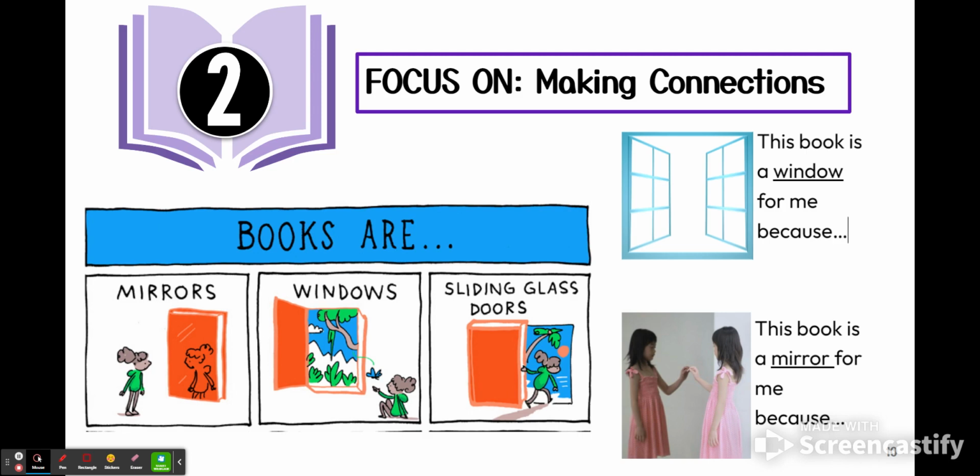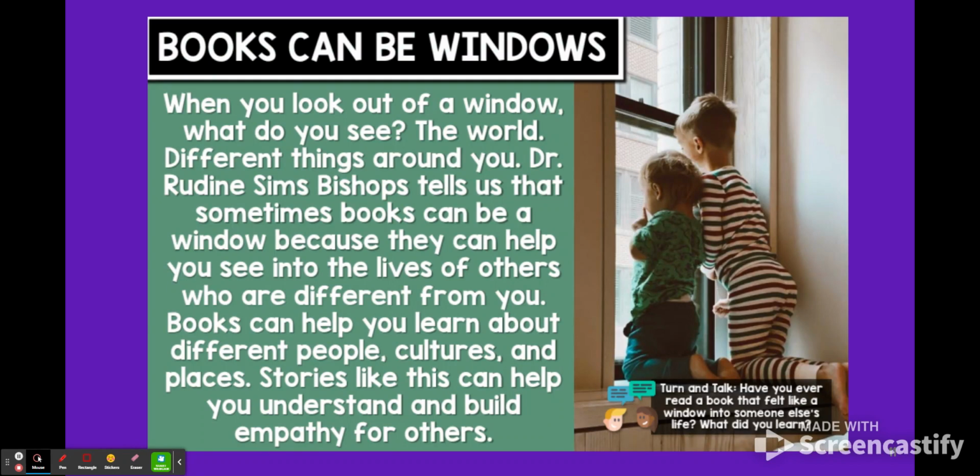And what this means is that books can be different things to different students. Books can be a window, right? When we look out of a window, we see something outside of ourselves. And so a book that is a window book helps us understand people and cultures and places and experiences that are different than our own. And this can help us understand each other and build empathy for each other.